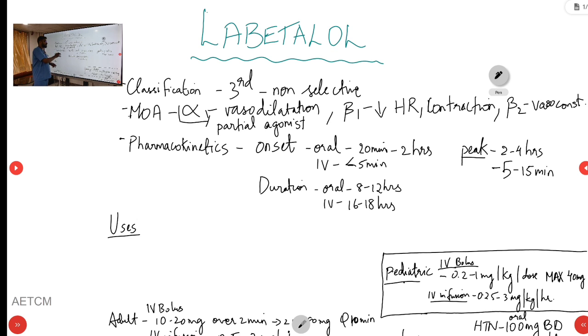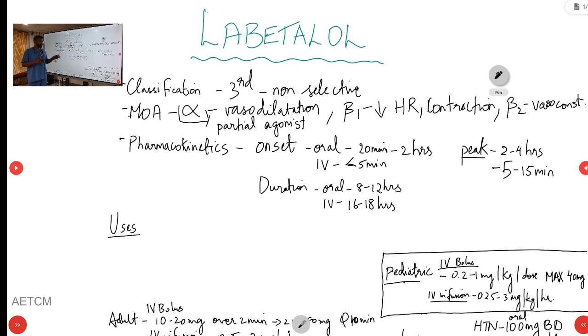Coming to the pharmacokinetics, it is usually given by the IV route. The IV onset is less than 5 minutes, so it has a rapid onset of action, and the oral route usually takes around 20 minutes to 2 hours. It peaks in IV by around 5 to 15 minutes, so the peak effect is reached at a rapid rate, whereas in oral it will take around 2 to 4 hours for peak action.